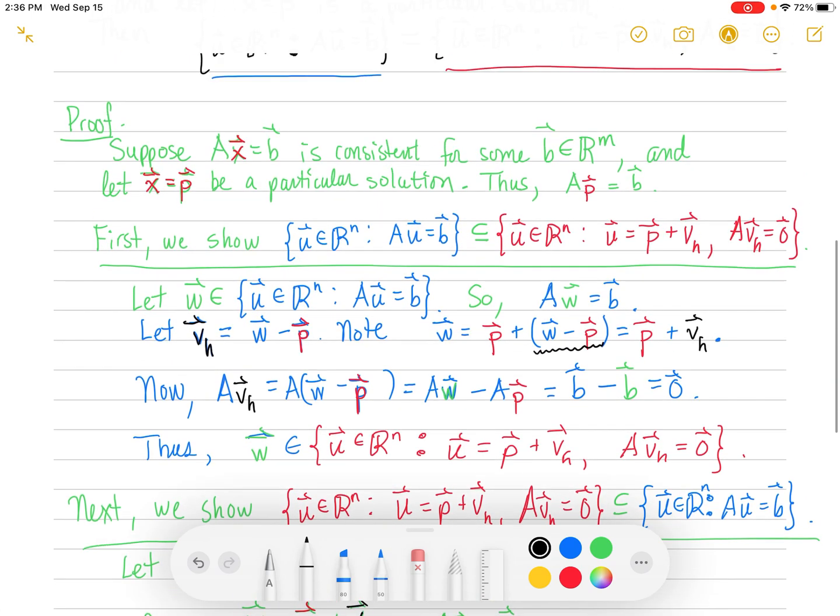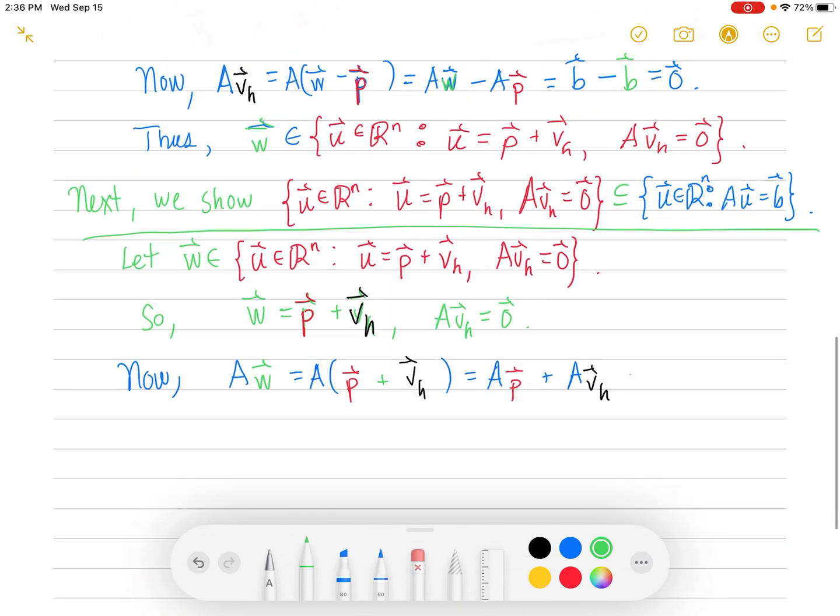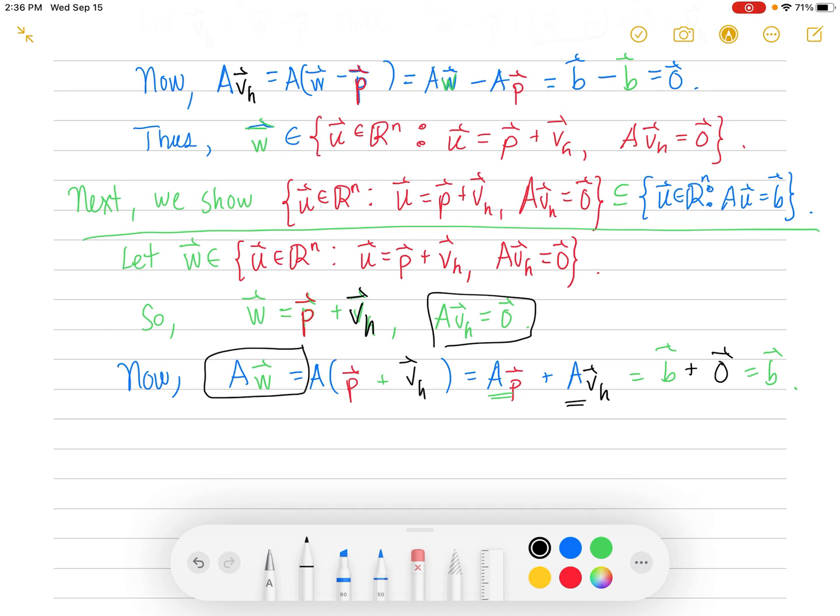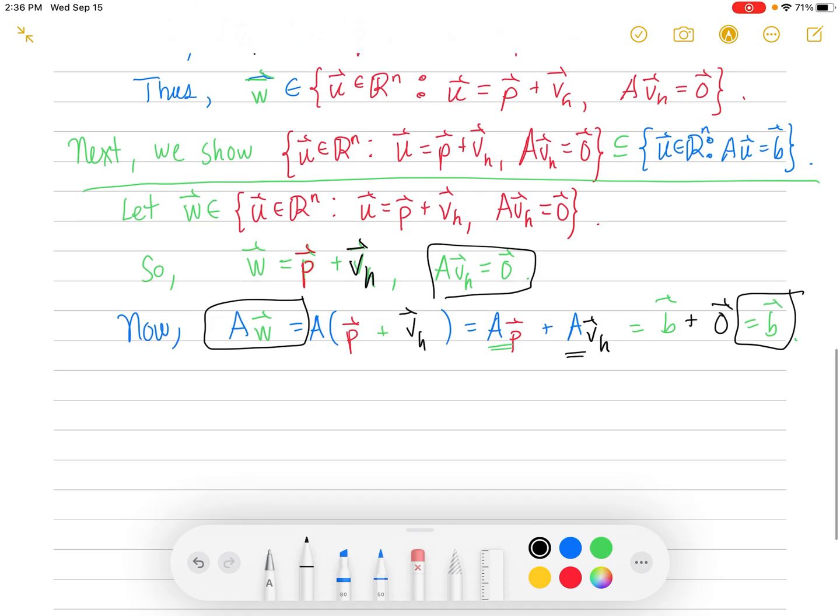Now, what's AP? Do you remember what AP is? If you go back at the very beginning, right here, we said that AP is equal to B. So this right here is equal to B. Also, my question is, what's AVH? Well, AVH, remember, is the zero vector, so we can replace AVH with the zero vector. Now, what's B vector plus the zero vector? That's the B vector. So if you look closely, we have AW equals the B vector. AW equals the B vector. So that means W is in this blue set.